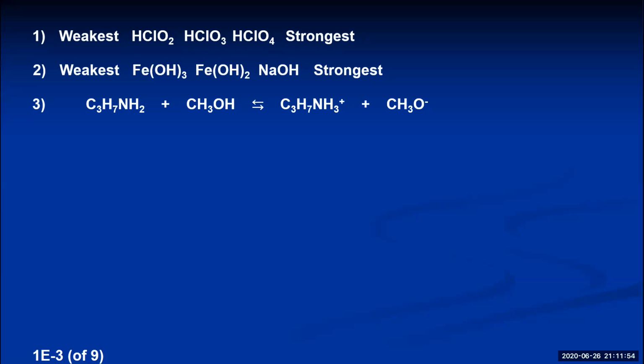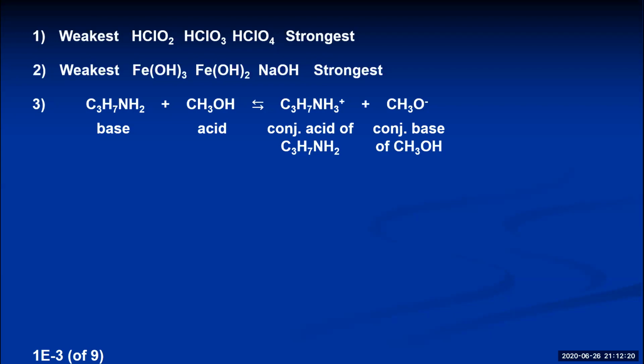C3H7NH2, going from reactant to product side, is gaining a hydrogen ion, it's therefore a base. CH3OH, going from the reactant to product side, is losing a hydrogen, it's therefore an acid. We've learned that bases, when they react, turn into conjugate acids, so C3H7NH3 positive must be the conjugate acid of the original base. And acids turn into conjugate bases, so CH3O minus must be the conjugate base of CH3OH.